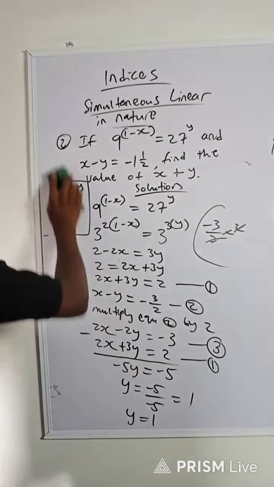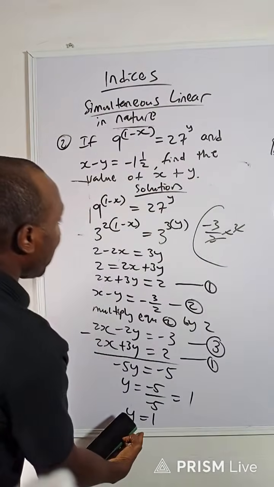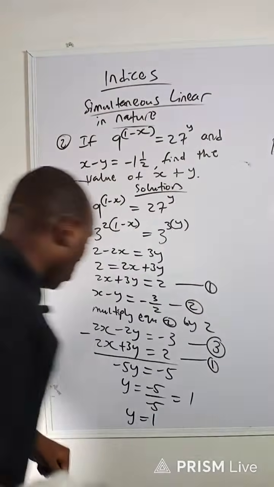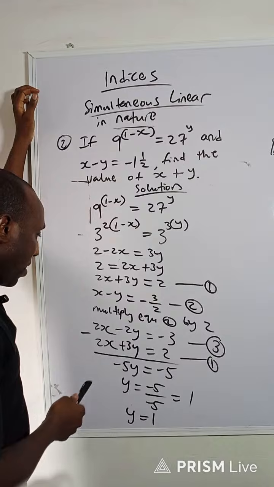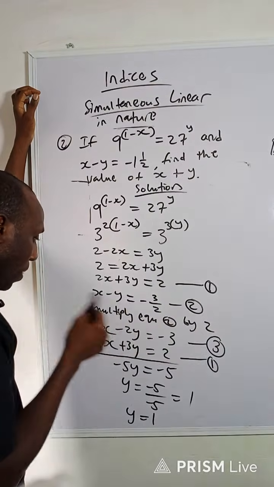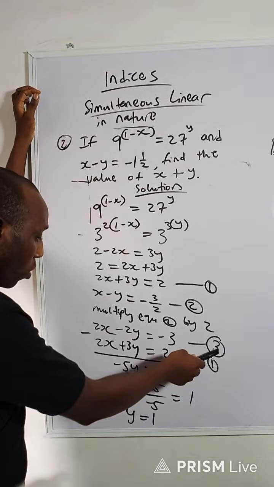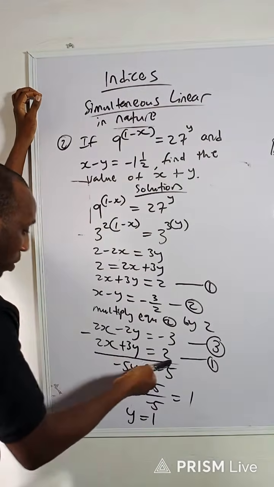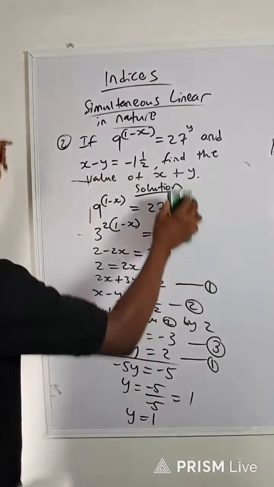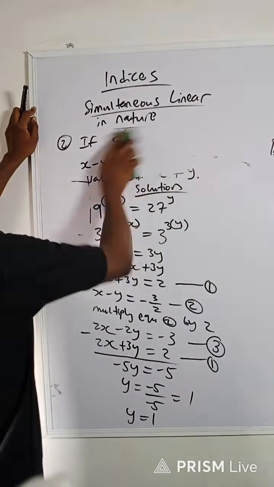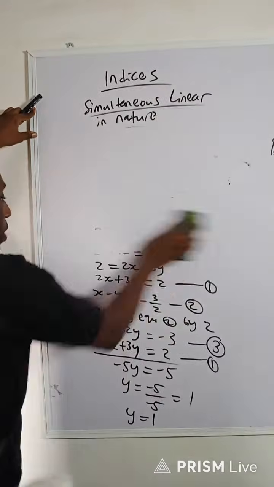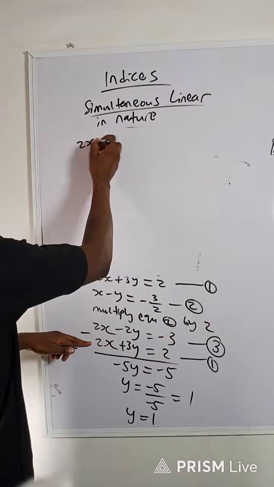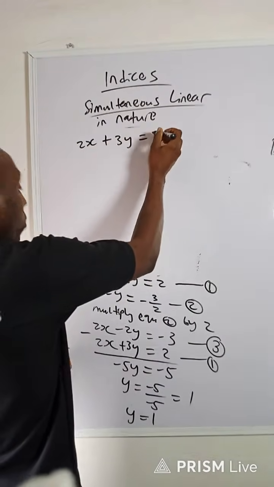Do you understand that? So we've gotten y, we can easily get x. And I like using the simplest equation. Let's see which one is very easy for us to use. I'm not going to use equation 2. I can either use 1 or 3. All right, so let's use equation 1: 2x plus 3y is equal to 2. To get the value of x, I'll need to remove this. Remember, we're trying to find x plus y. So what do we have as equation 1? 2x plus 3y is equal to 2.